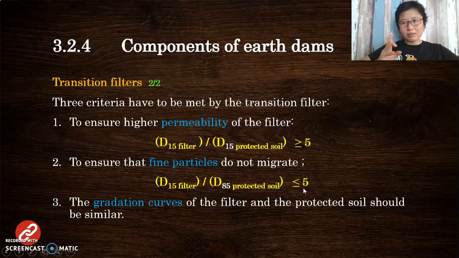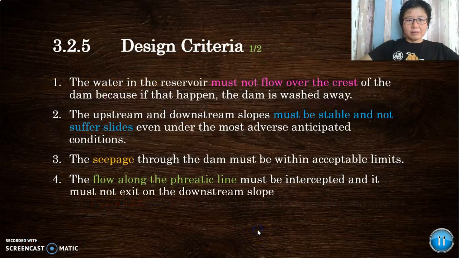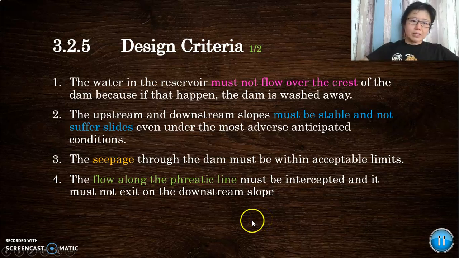And there's a third criterion, and that is that the gradation curves for your filter and the protected soil should be similar. Don't worry too much about this. We'll look at an example after this. Alright? Okay. So with that, let's look at the design criteria.